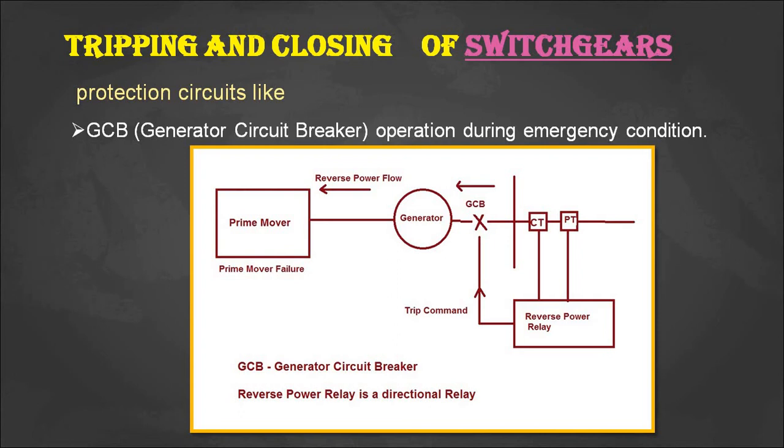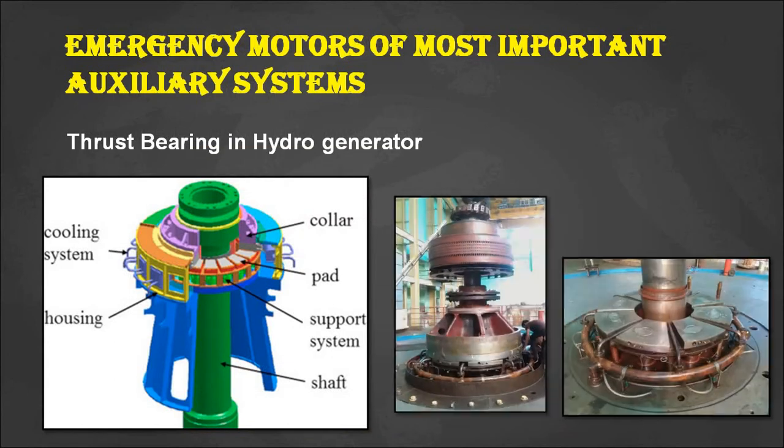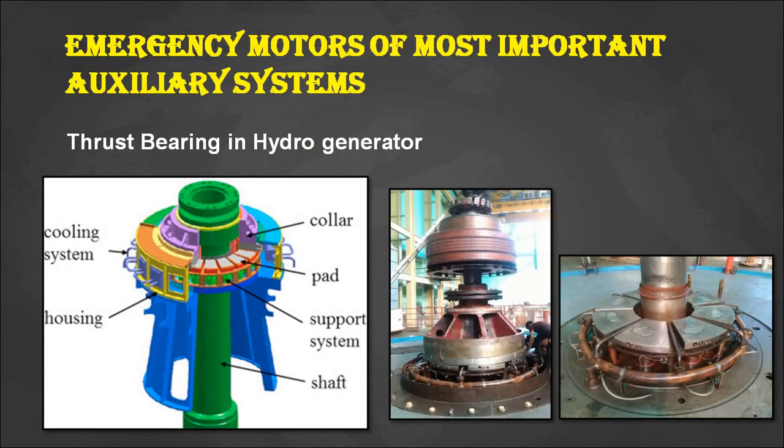Likewise, all other relays use the 220 volts DC supply as the emergency backup supply, because we need the protection 24 by 7. And the next one, the last one, is the emergency motors of the most important auxiliary systems. In the case of a hydro generator, the thrust bearing plays an important role, because all the weight of the generator and turbine is axially put on the thrust bearing. Here we can see the thrust bearing pads. The total weight of the generator lies on the thrust bearing pads axially. These thrust bearing pads are stationary.